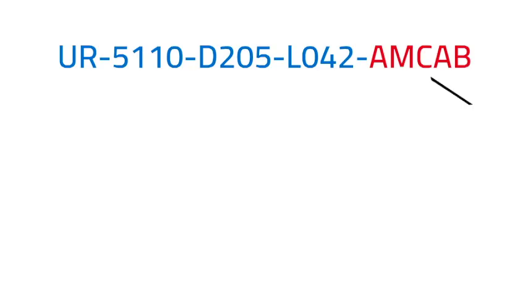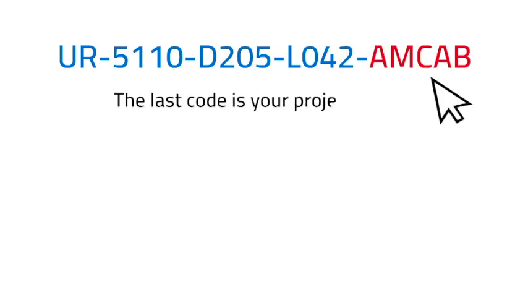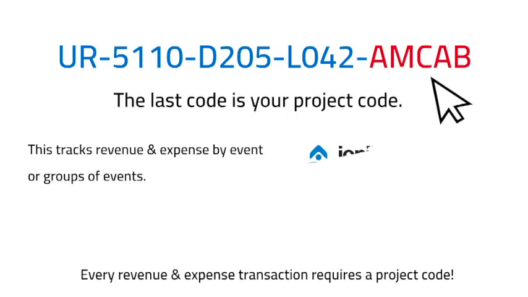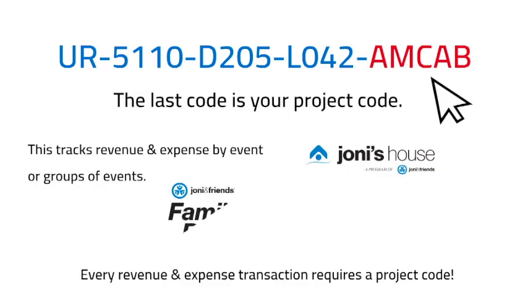And finally, we have the project code. You'll see this also called the GAU in Salesforce. This lets you track revenue and expense by event or groups of events. For example, all family retreats can be reported under one project code, and then can be distinguished by date or other description if need be.